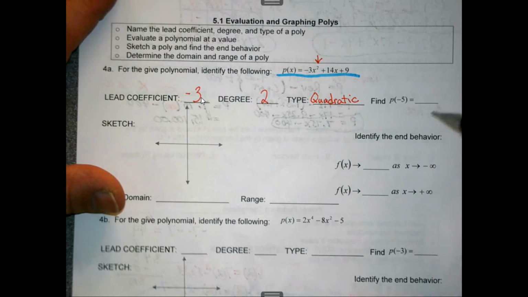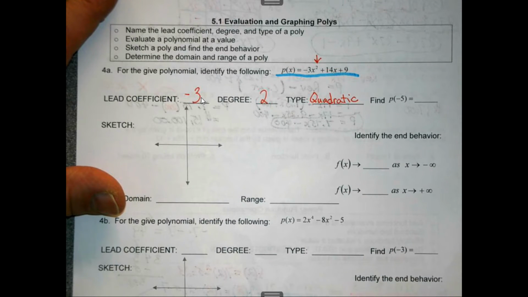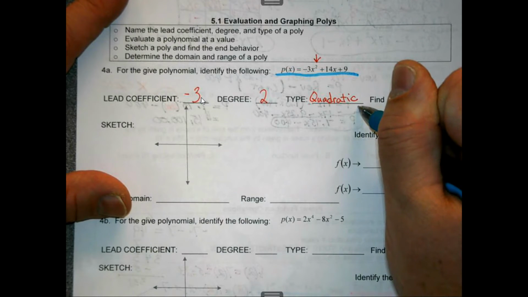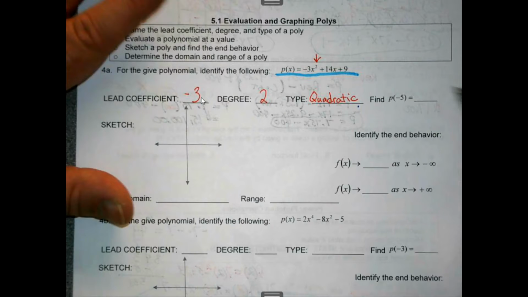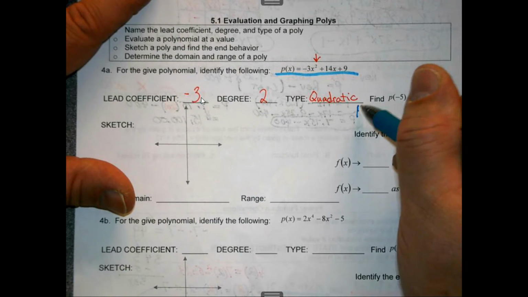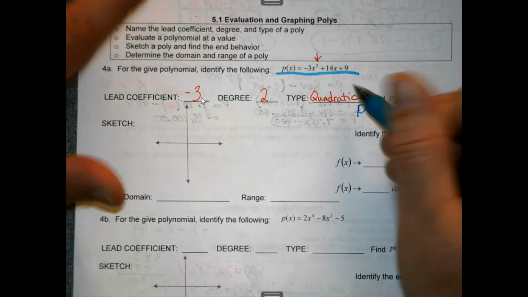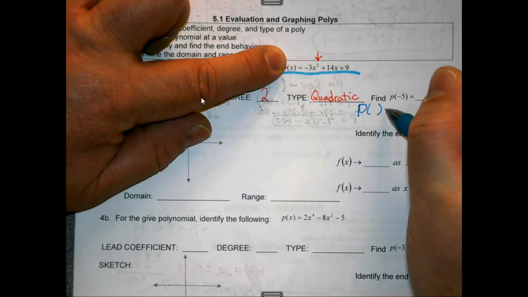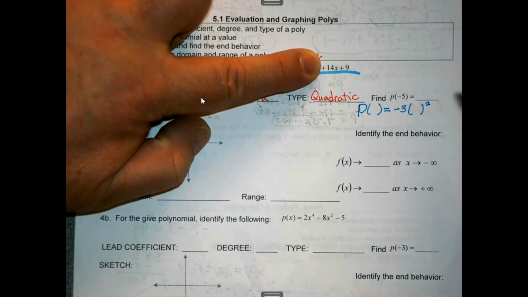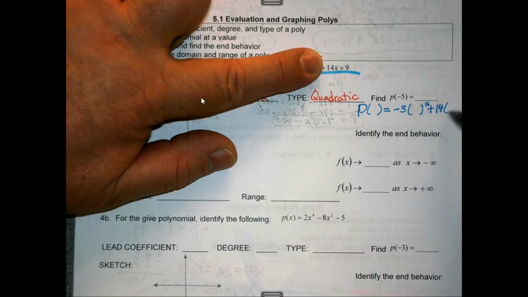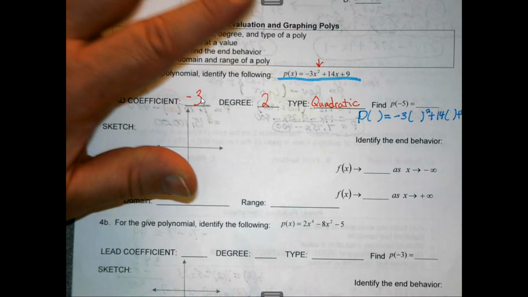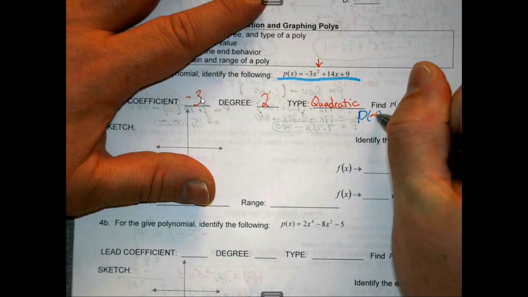All right, so I need to find the P of 5. Let's see. I don't need this page. So, wherever I see an X, I'm going to put in parentheses: equals -3 parentheses squared plus 14 parentheses plus 9. And I'm plugging in -5, right? Oh, I did need that page.